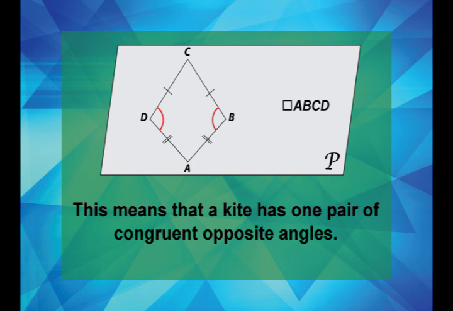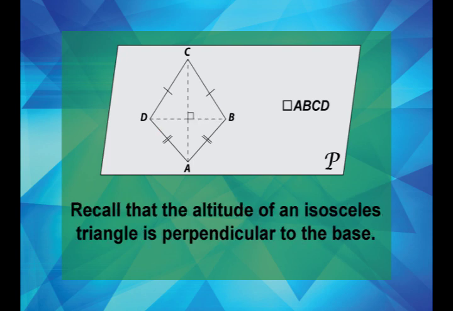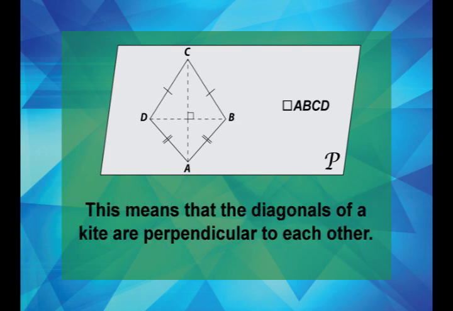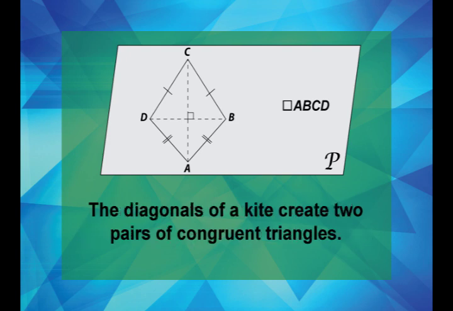One other property of isosceles triangles has to do with the altitude. Recall that the altitude of an isosceles triangle is perpendicular to the base. This means that the diagonals of a kite are perpendicular to each other. The diagonals of a kite create two pairs of congruent triangles. See the pair of congruent triangles here and here?